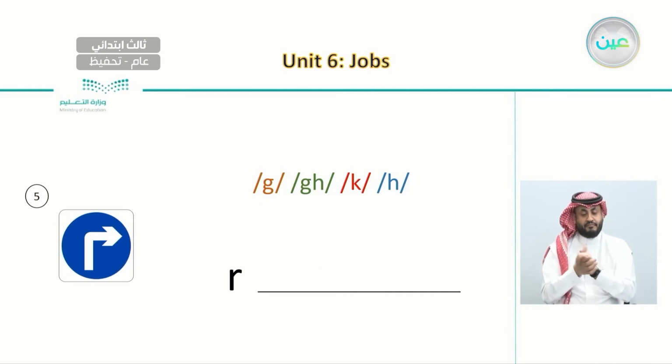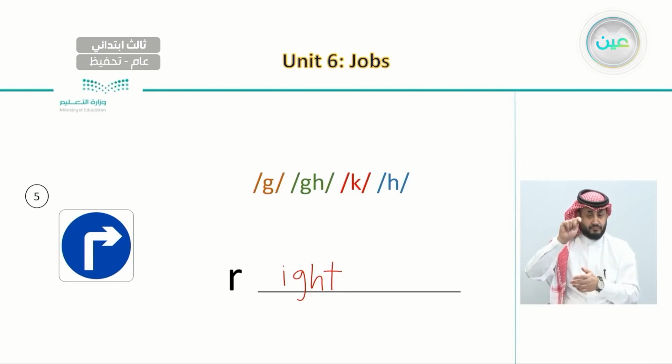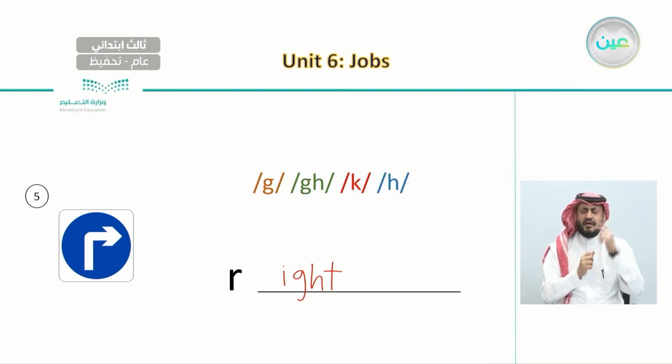Now let us move on to number 5, and I'm sure you are familiar with this picture. This picture represents a word that starts with R. So what do you think the word is? The word, as you may have guessed, the word is right. Right. Repeat after me. Right. So what do you think the silent letter is, or letters in this word? Very good. The silent letters here are G and H. Let us move on to number 6.